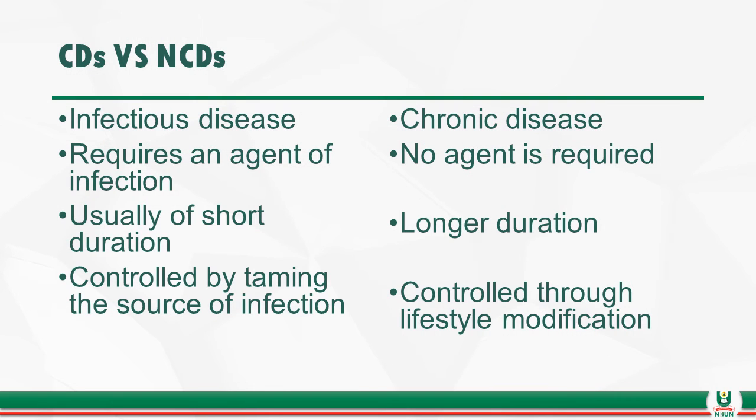Okay, so communicable diseases are infectious diseases, while non-communicable diseases are chronic diseases. Communicable diseases require an agent of infection, while non-communicable diseases do not require any agent. Communicable diseases are usually short in duration, while non-communicable diseases are longer in duration. Communicable diseases are usually controlled by taming that source of infection, which is the infectious agent, while chronic diseases are usually controlled through lifestyle modification.